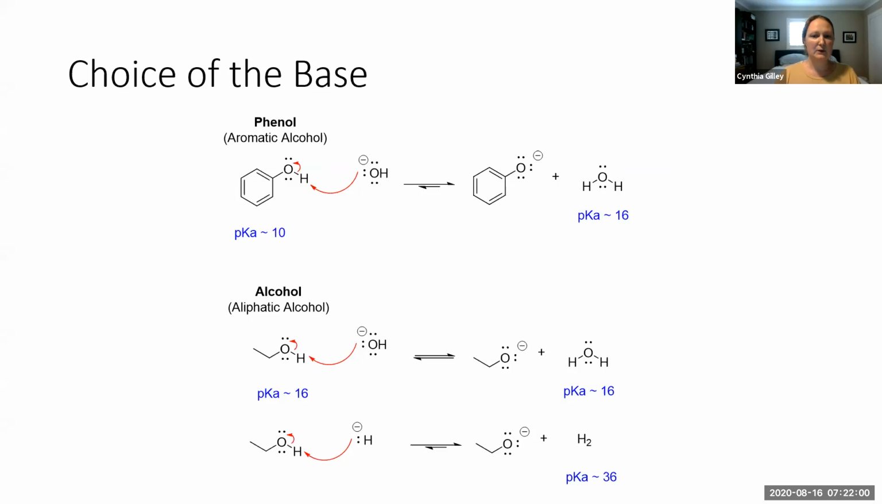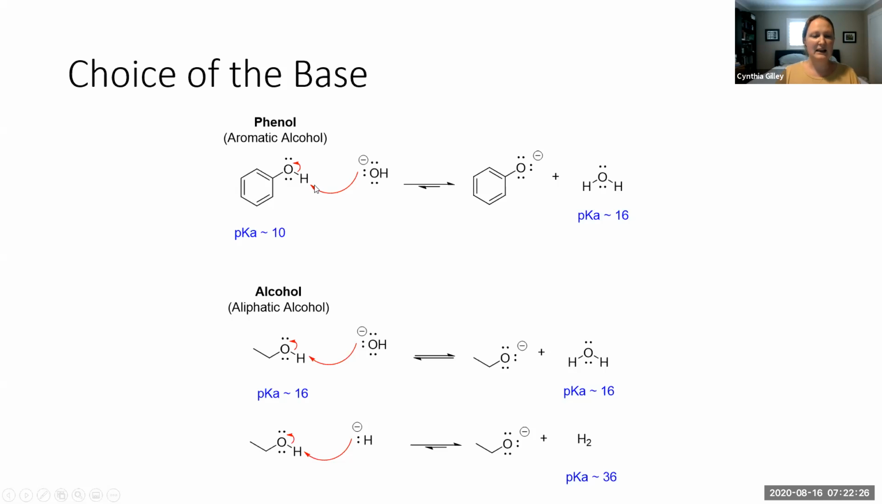What do we use to choose the base in the reaction? Well, part of that depends on the starting material, whether or not you use a phenol or an alcohol. Phenols are the common name for an aromatic alcohol, which is basically a phenyl ring or an aromatic ring directly attached to an OH group.